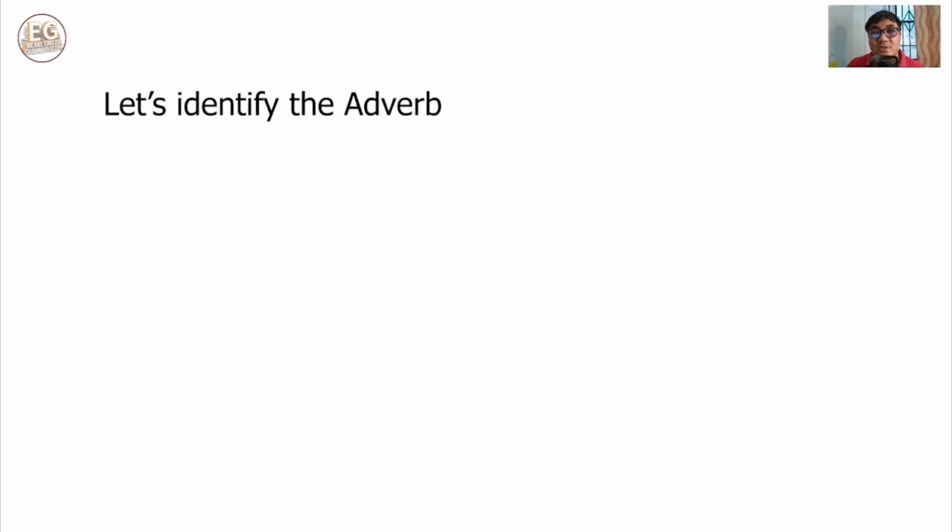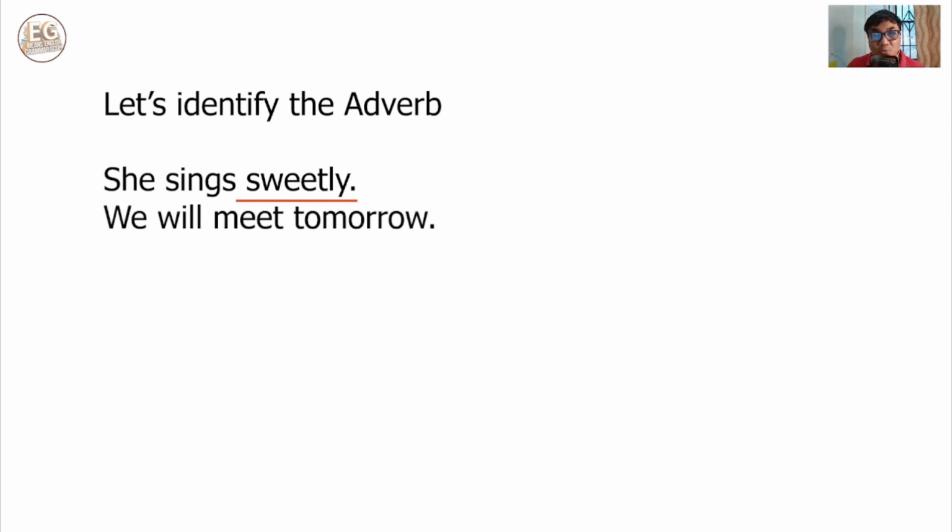Now let's identify the adverb in these sentences. Let's see the first one. She sings sweetly. Yes, can you guess the adverb in the sentence? Yes, you guessed it right. It is sweetly because ly is in the end. We will meet tomorrow. Yes, can you guess? Yes, tomorrow is the adverb in this sentence. He looked everywhere. So where is the adverb in the sentence? Everywhere is the adverb in this sentence.